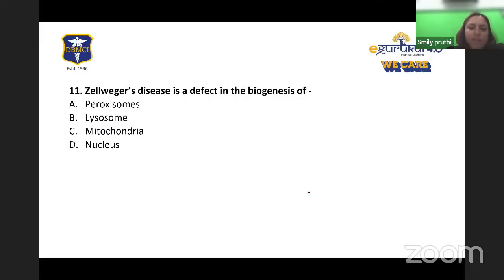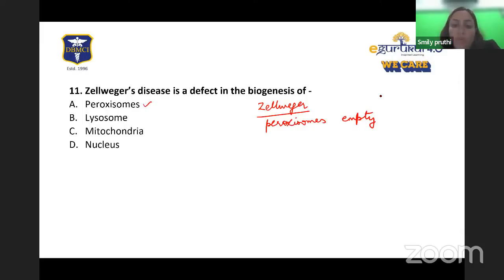Then Zellweger disease. Zellweger disease is also a defect in peroxisomes like we did Refsum's disease. So what is Zellweger disease? In Zellweger disease, peroxisomes are absent. There's a defect in the formation of peroxisomes, so that all the enzymes of peroxisomes are not there. So peroxisomes are empty, so they're called ghost peroxisomes, right?